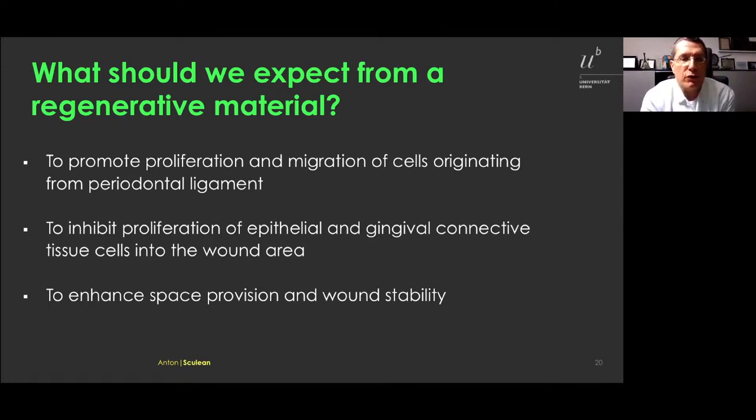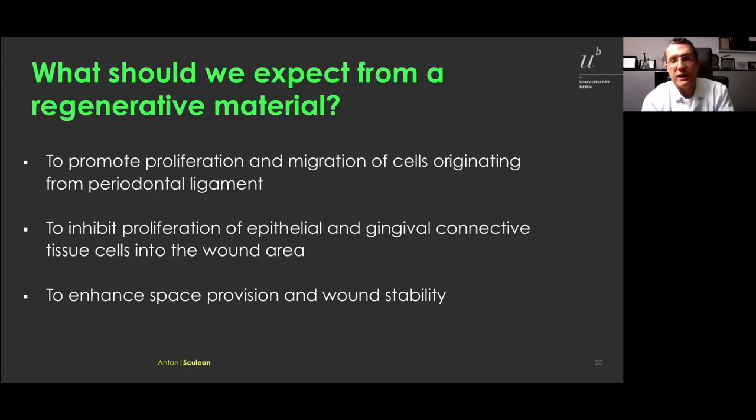So first of all, dear colleagues, the material needs to have a biologic activity, otherwise it's worthless. So first of all, the material has to have a positive effect on promoting proliferation and migration of the cells, and namely of the most important cells for periodontal regeneration, and these cells are the cells from the intact part of the periodontal ligament. Okay, we need periodontal ligament in order to accomplish periodontal regeneration.